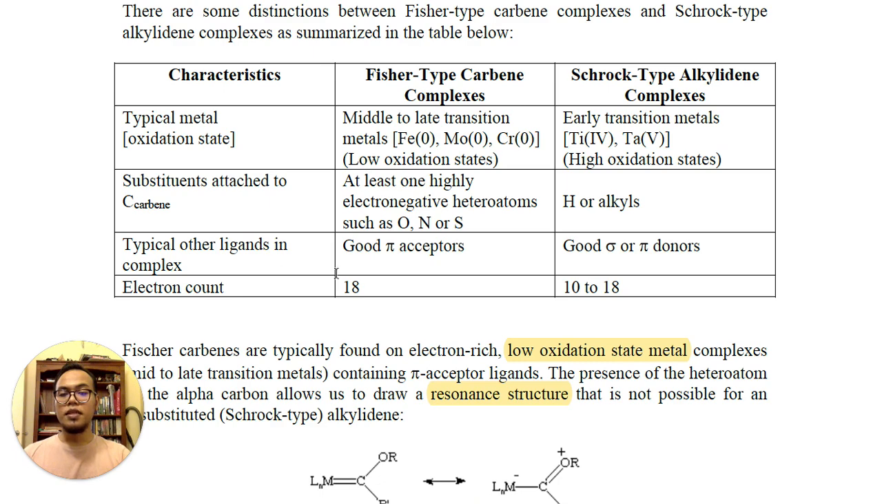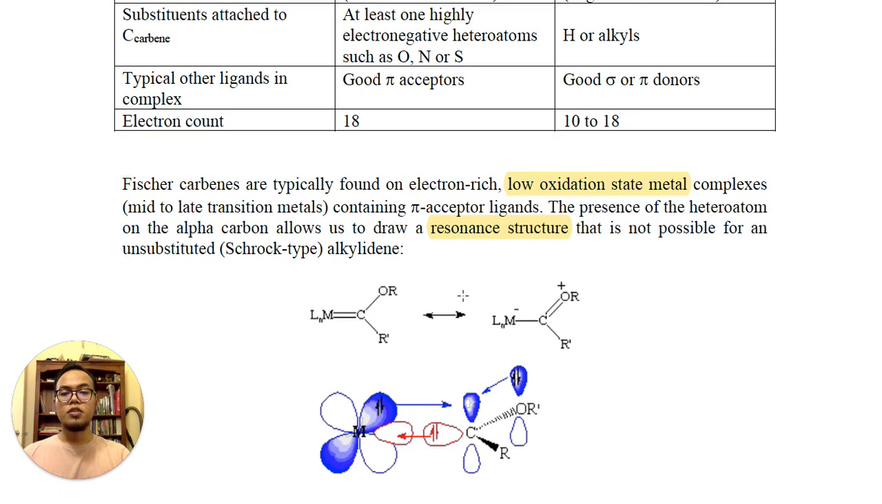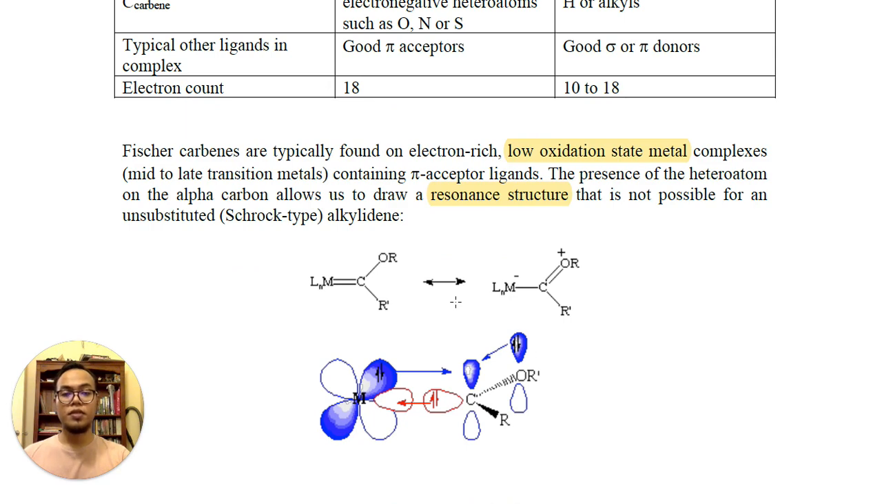Other ligands normally attached by pi acceptors. This one can be sigma or pi donors. So electron count for Fischer must be 18, but for Schrock type it can be 10 to 18, but it is still stable. So Fischer carbenes are typically found on electron-rich, low oxidation state metal, as I said earlier. Okay, mid to late transition metal.